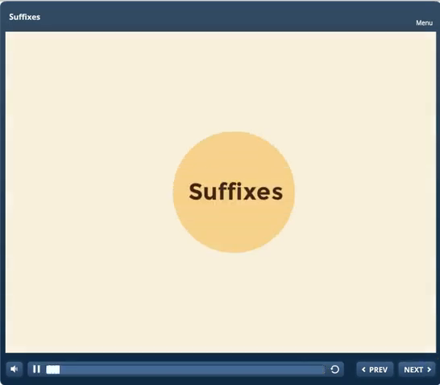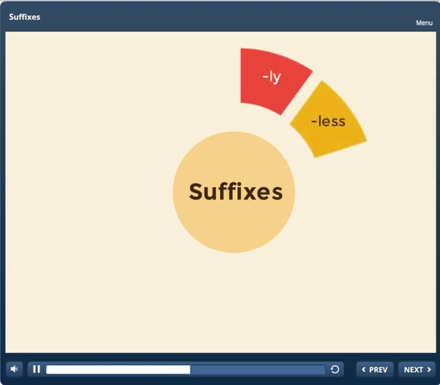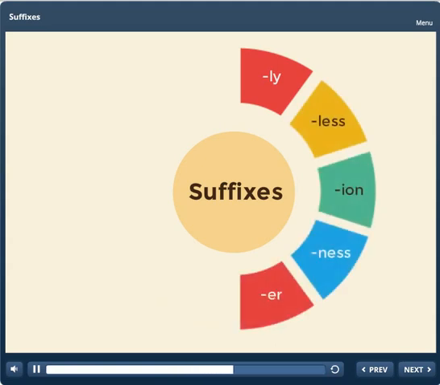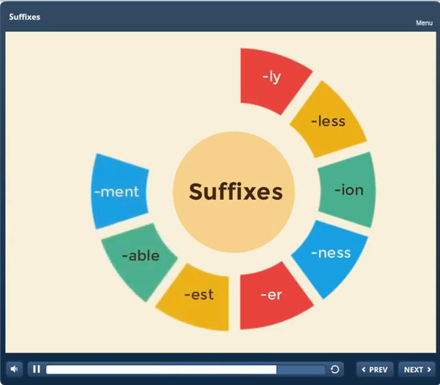There are many suffixes that can be added after different words. We have already learned about some of these in earlier modules. Today, we will revise and learn about the suffixes ly, less, ion, ness, er, est, able, ment, ing, and full.